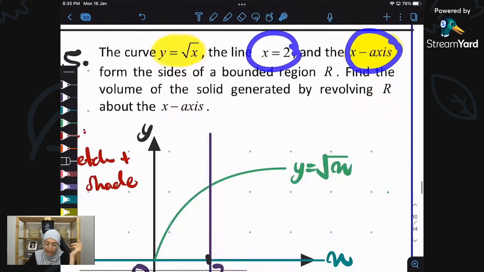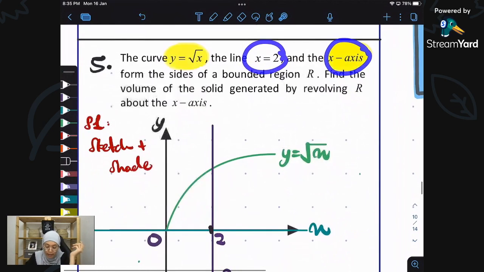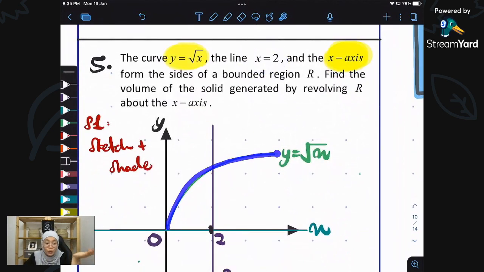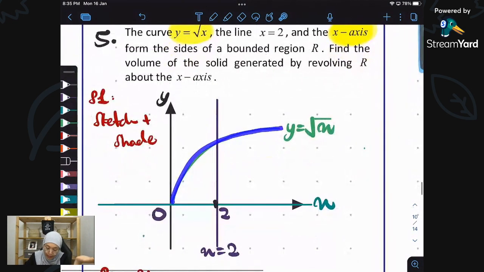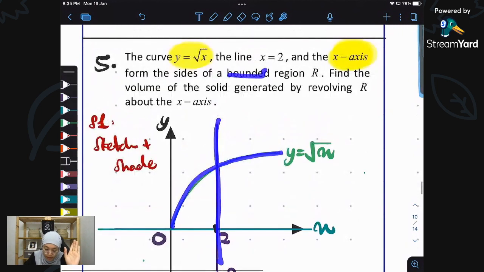Okay, let's look at what I did here, which is sketch and shade. So this is my curve, y equals square root of x, and then this is my line, x equals 2. And so how do I get the region R? The region R should be enclosed, should be bounded. Bounded means ditutup lah, shaded region mesti tertutup. So macam mana nak tutupkan dia? Kenalah letak the x-axis.